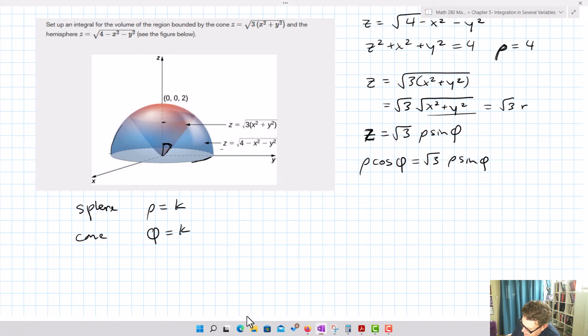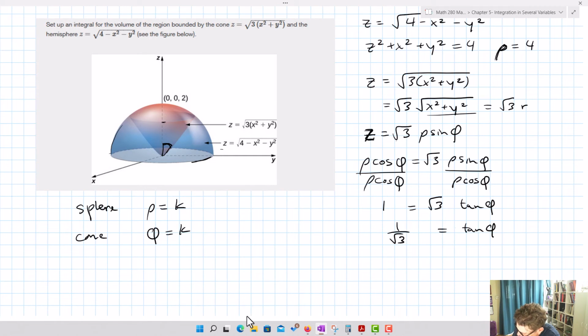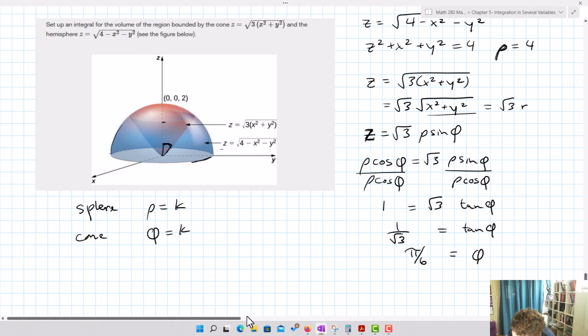If I divide through by rho cosine phi, that gives me 1 equals the square root of 3 times tan phi. So tan phi equals 1 over root 3, which is root 3 over 3, and that means phi equals pi over 6. That allows us to find phi.